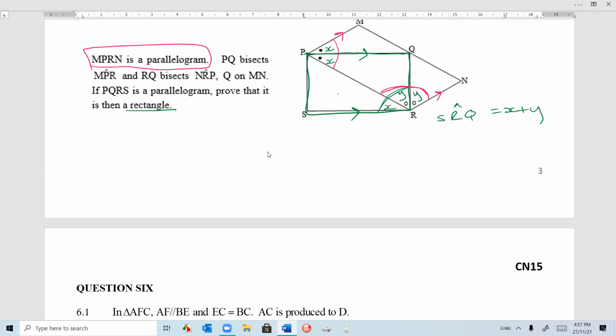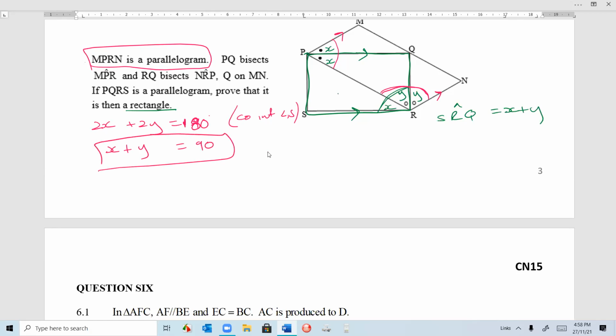So if the lines are parallel, we can say that 2x plus 2y is equal to 180 degrees. And the reason is very simple, those are co-interior angles. If we divide right through by 2, we get x plus y is equal to 90. Okay, R1 is actually equal to x, and that was because of equal alternate angles. And we could carry on to say that PQ is parallel to R1.